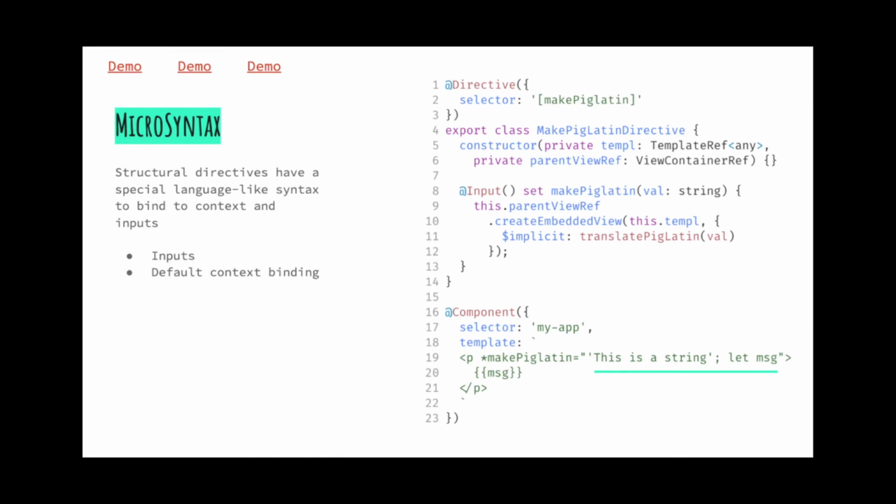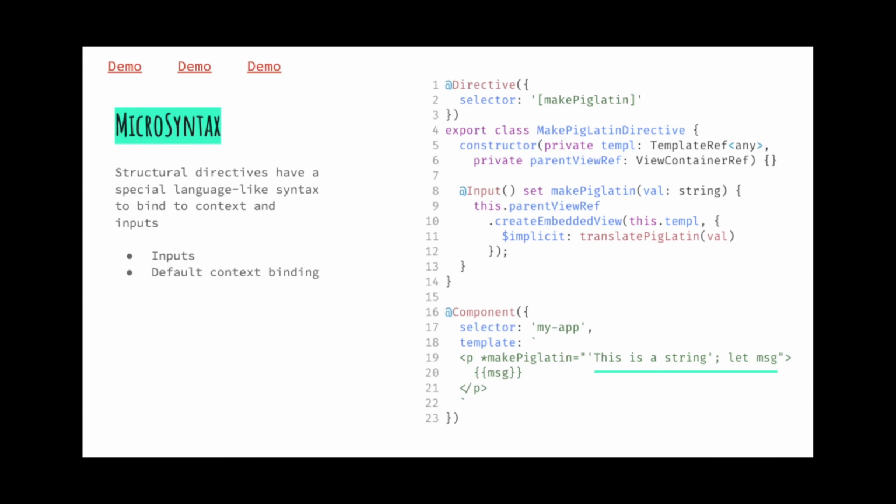If anyone's used ngFor for more complex instances, has anyone used something like let number of numbers; first equals first? Has anyone used something like that? Or let index equal index? Anything? No? Okay. Well, microsyntax is a way that you can have very verbose directives without having to have a bunch of inputs on the item itself.